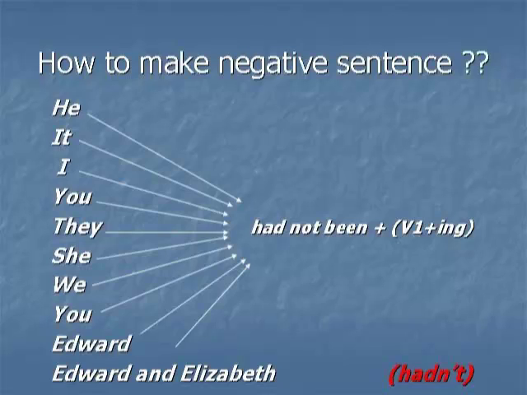You can use the contraction of had not, which is hadn't. Then the sentence will become she hadn't been sleeping. We hadn't been sleeping. You hadn't been sleeping. Edward hadn't been sleeping. Edward and Elizabeth hadn't been sleeping.